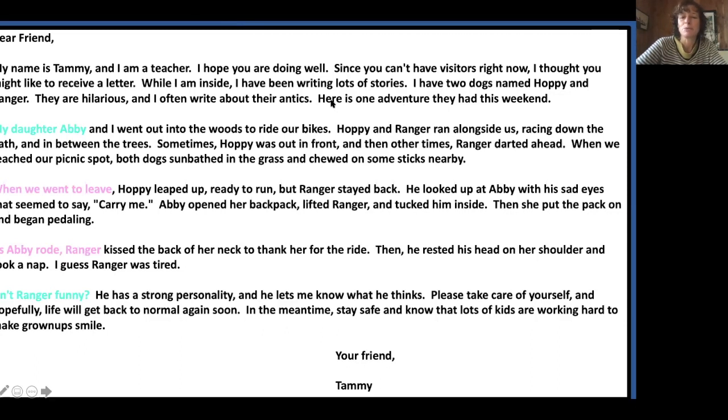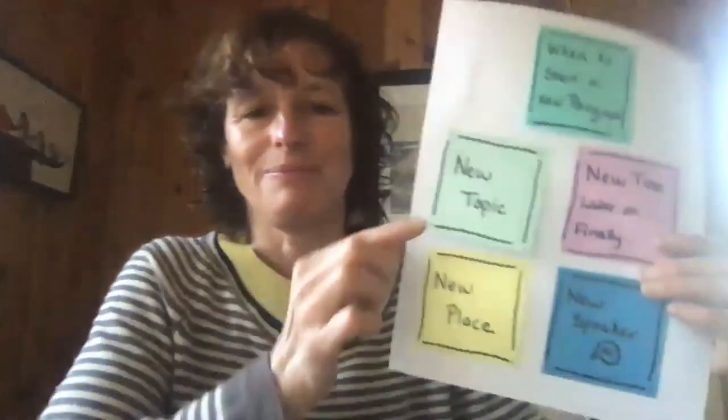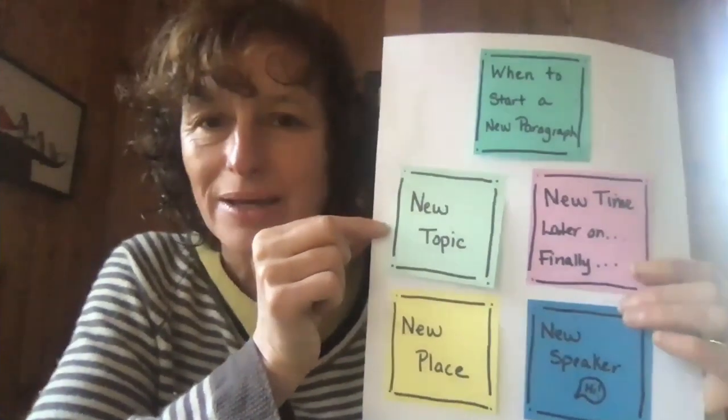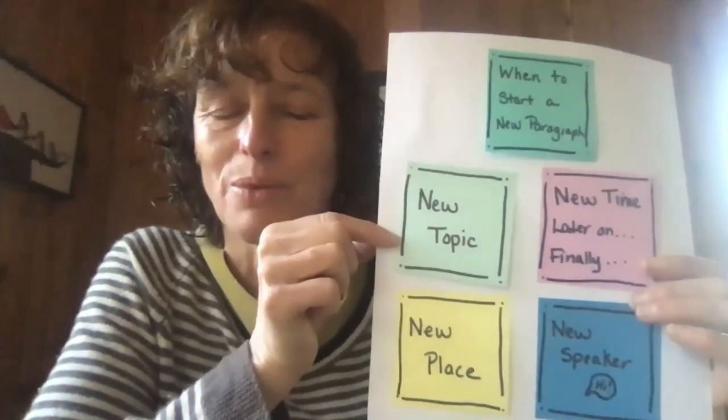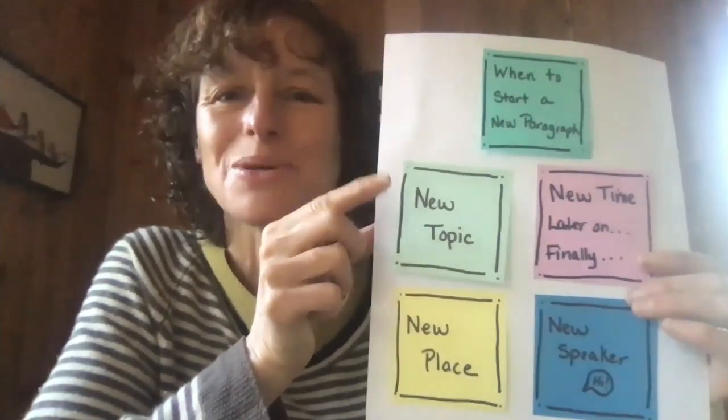So this is what it says. Here's one adventure they had this weekend. And then I wrote, my daughter Abby and I went out into the woods to ride our bikes. Do you see, writers? That is a new topic, right? And that's why it's in green. It's a new topic, right? I'm now talking about the bike ride that Abby and Ranger and I went on. That is a new topic, so new paragraph.